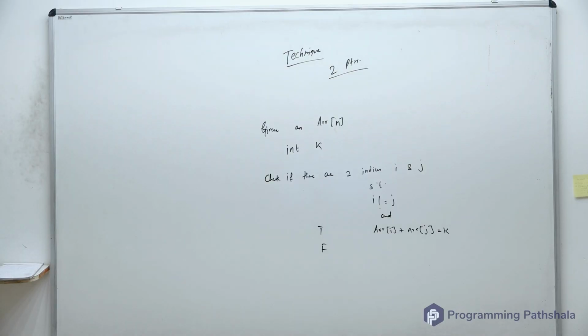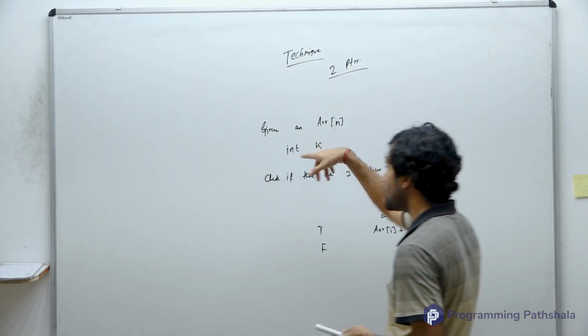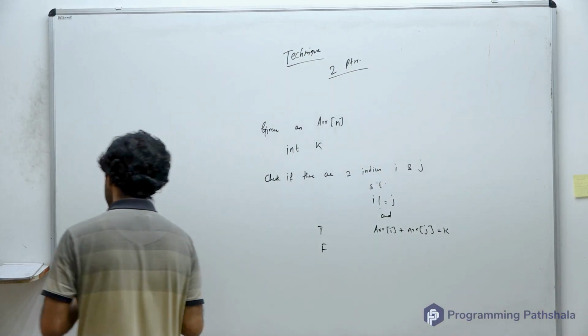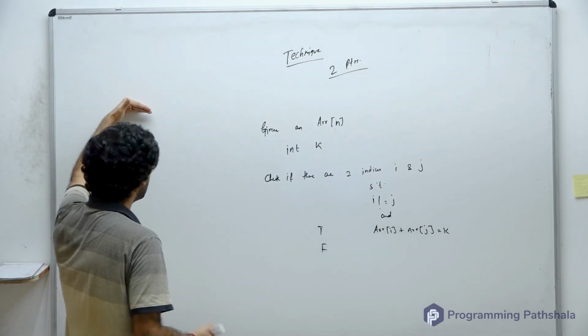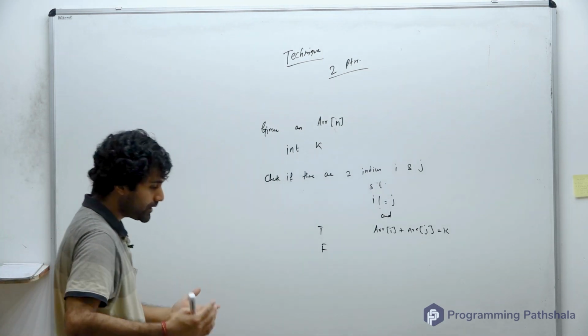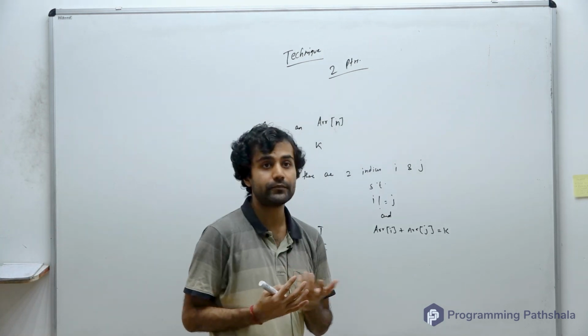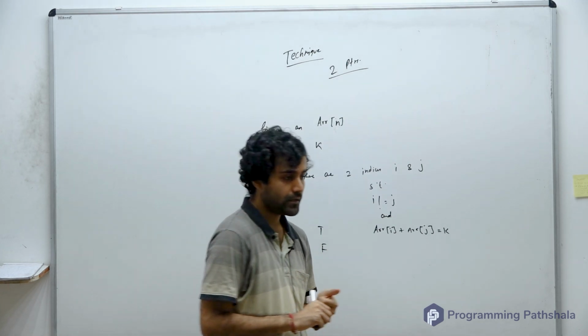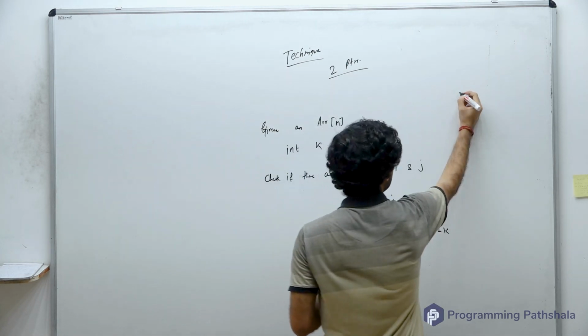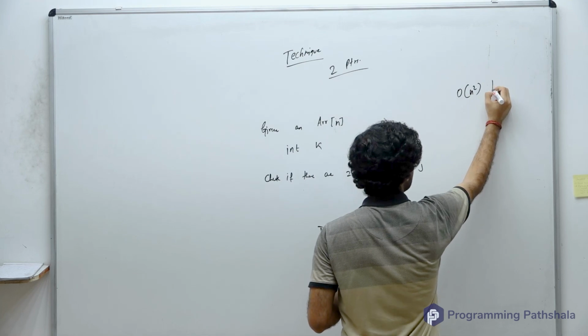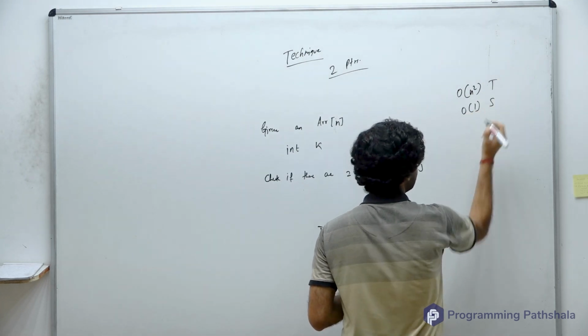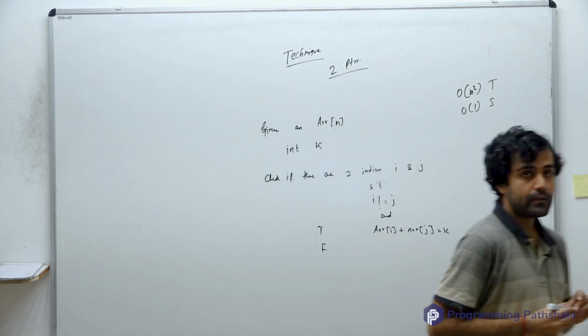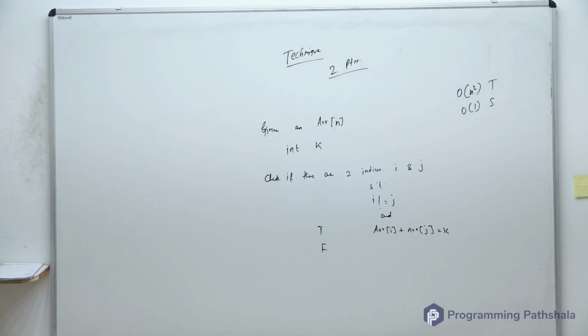The brute force solution would consider all the pairs. While considering all the pairs, you will have an outer for loop and an inner for loop, right? So the complexity of that would be order n square. Cool. So the complexity of that approach is order n square time and order 1 space. Now my question is, can I do better than this? Can I improve it from order n square time?